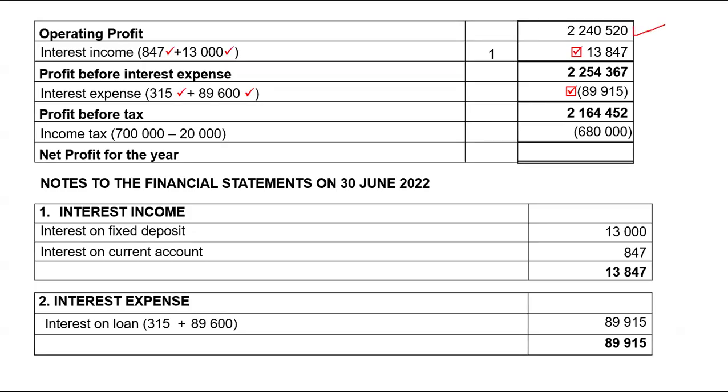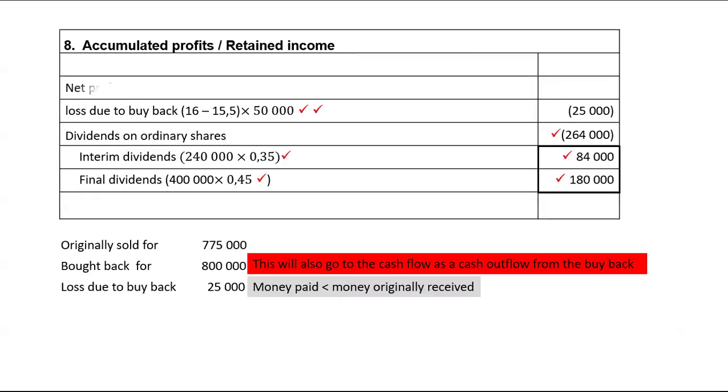2,240,520. Add your interest income, you will get profit before interest expense. Subtract your interest expense, you will get profit before tax. Minus your tax, you will get profit after tax, which will be 1,484,452. That amount will be recorded in your retained income as net profit after tax.